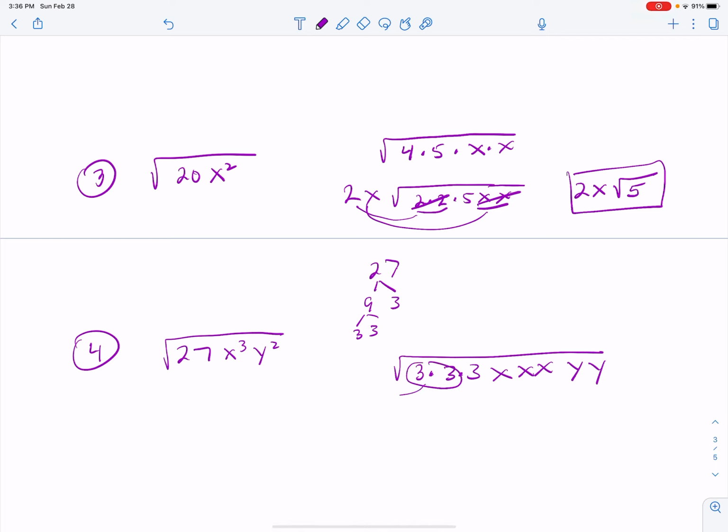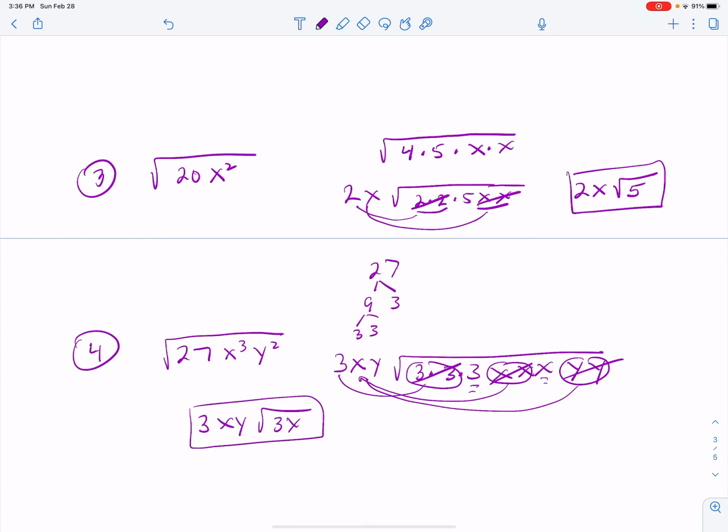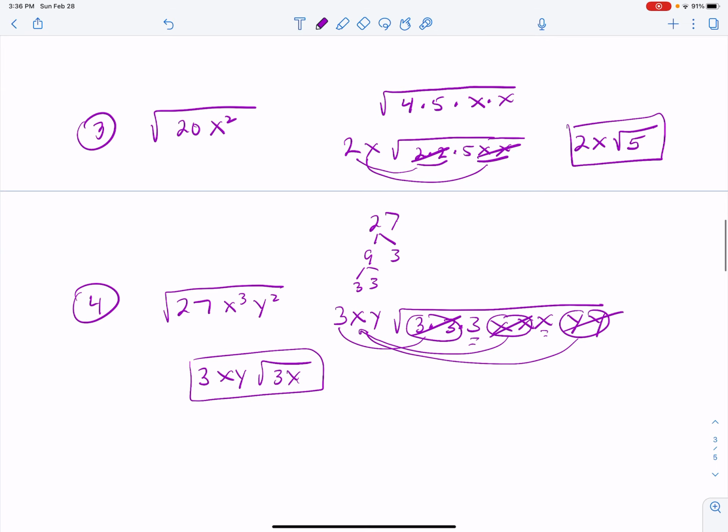So here's a pair of 3s, and we get to pull 1 out. There's a pair. Got to do this fairly neatly, and those of you that have me know that Mr. D is not the neatest guy. So we'll cross that out. And there's a pair of y's, because you have to see what's left underneath the radical. So we have to neaten this up. So that would be 3xy times the square root, and what's left over? 3 and an x. 3x. Okay, so when they don't have a pair, they just stay underneath the radical.